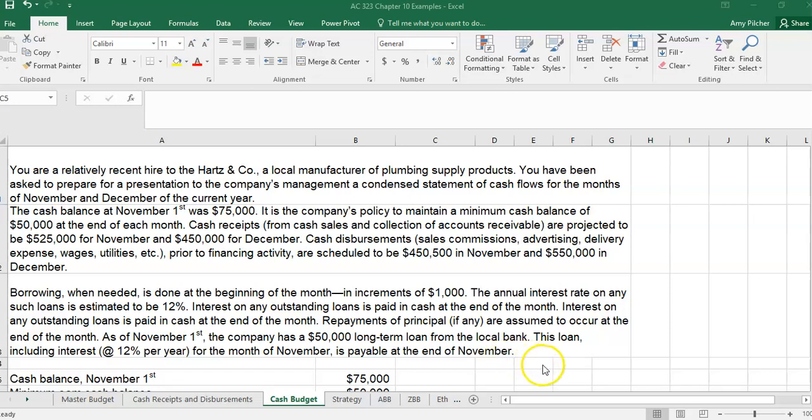Now we're going to look at a cash budget for an organization. So we start with our cash balance, and then we have information about our cash receipts and our cash disbursements. And then it tells us that we have a policy to maintain a minimum cash balance of $50,000. So we're going to look at if we have to do any short-term borrowing to guarantee that we have our required ending cash balance.